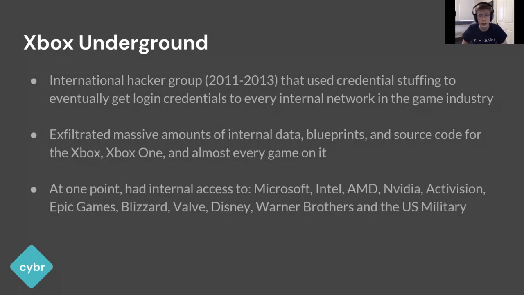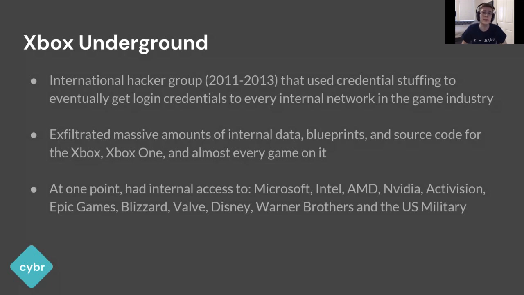So that's pretty interesting. But at one point, Xbox Underground had access to the internal networks of Microsoft, Intel, AMD, NVIDIA, Activision, Epic Games, Blizzard, Valve, Disney, Warner Brothers, and the US military. Because as it turns out, Activision had a contract with the US military to make a Black Hawk flight simulator. You know, the military-grade helicopter? They made a flight simulator using like whatever Unreal Engine or whatever they were using. Probably not Unreal Engine. But they sold it to the US military.